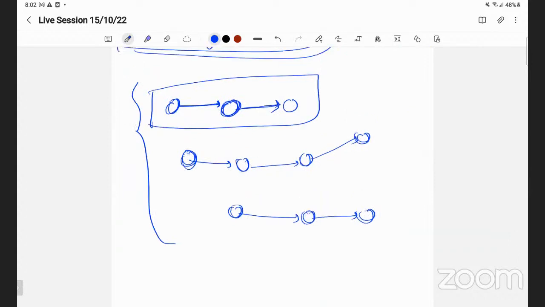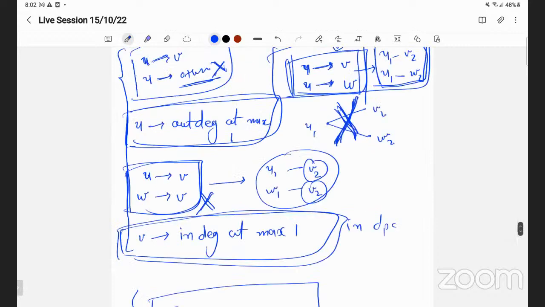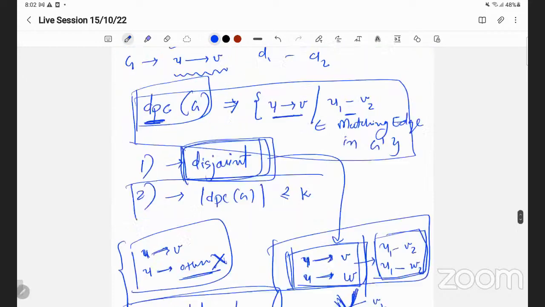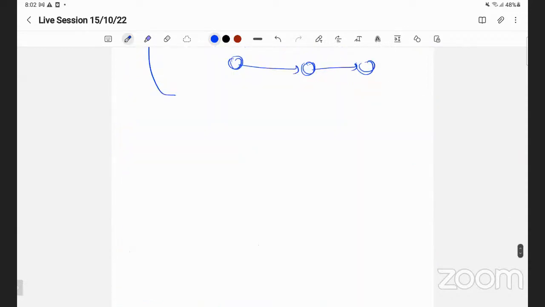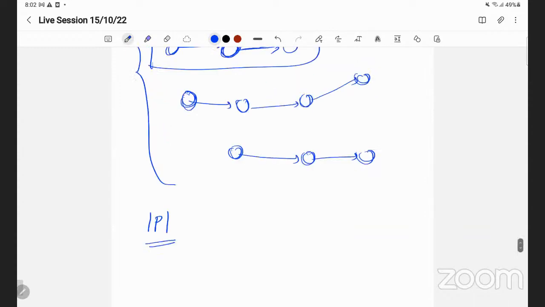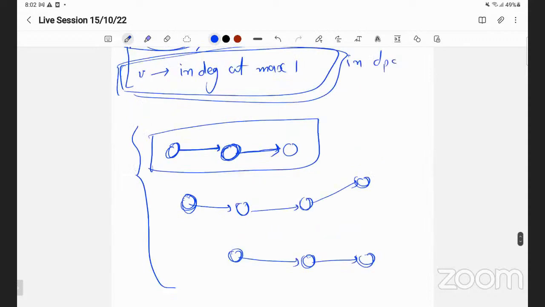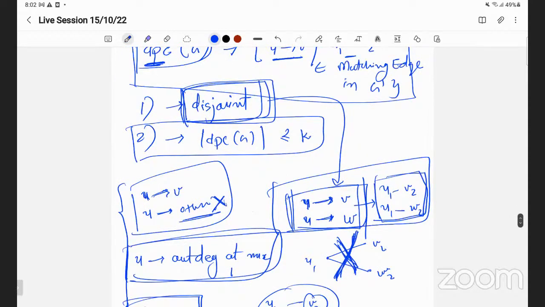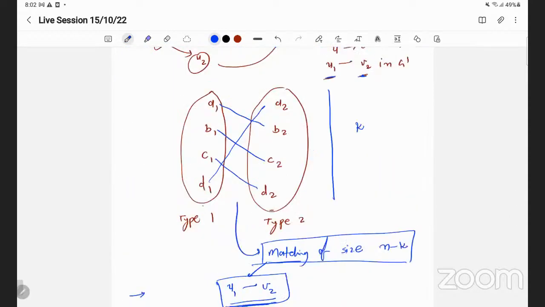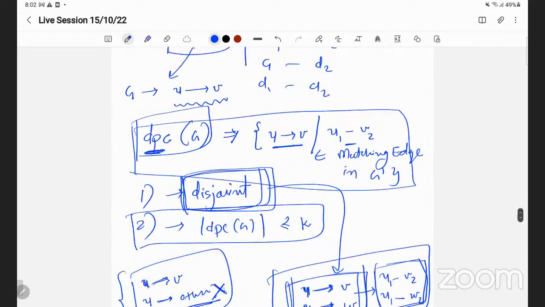Now, the second thing we want to prove is about the number of disjoint paths in this particular set. So let's assume the number of paths is the size of the set P, right? And what we know is the size of the matching is K. Then how will we compute the number of paths in this disjoint path cover? Any idea?